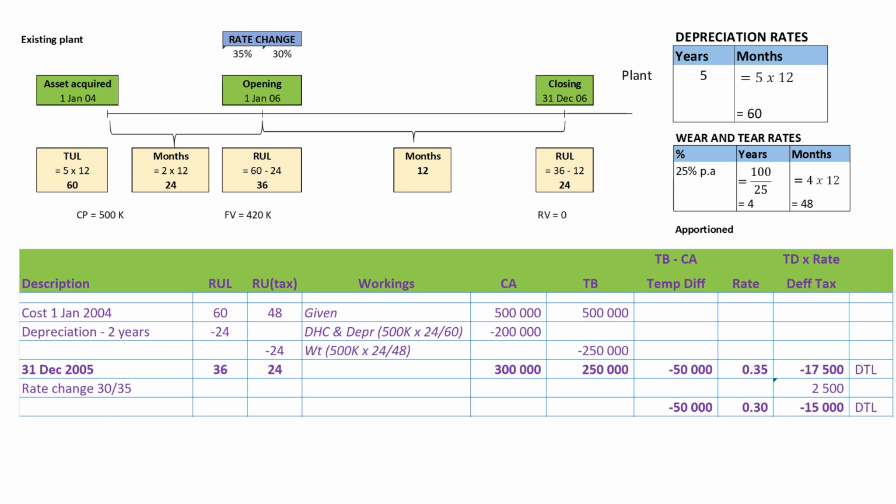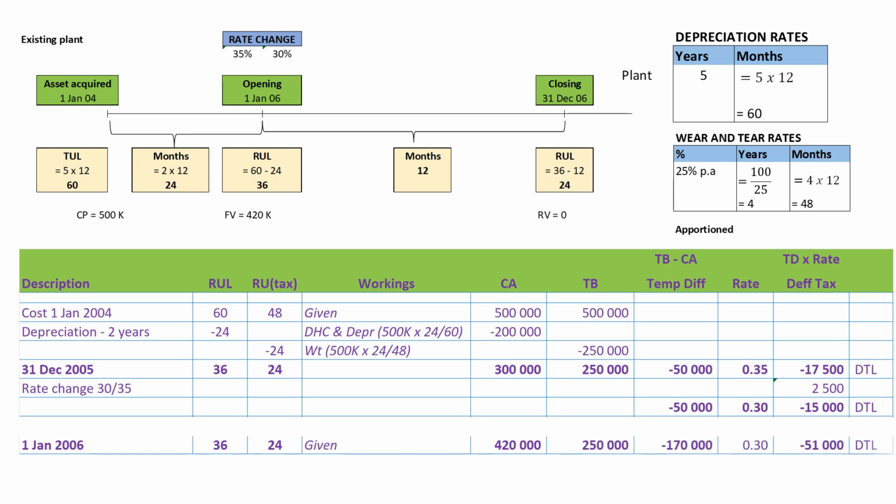After dealing with the tax rate change, we now have to deal with the revaluation. Your fair value of 420,000 rands only impacts your carrying amount column. Your tax base will remain the same. Thus, at 1 Jan 06, your carrying amount jumps from 300 to 420. Your tax base remains at 250.